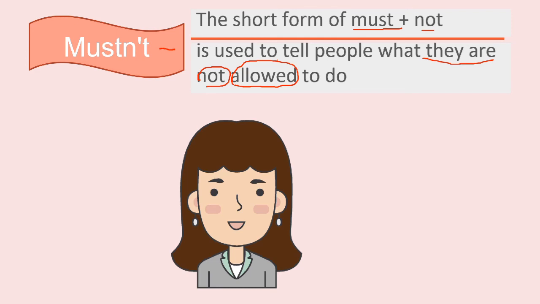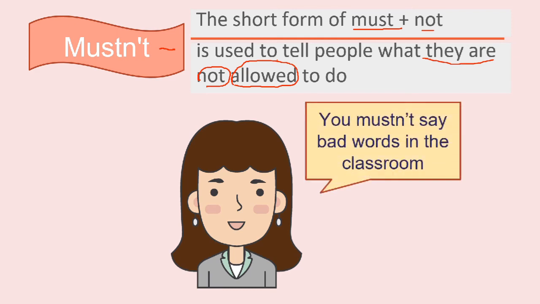So it's mustn't. For example, remember when we are in the classroom, what I said to you? You mustn't say bad words in the classroom. Kamu tidak boleh berkata kasar atau berkata yang tidak baik di kelas. Because you will lose one of your point, right? So this is my example. After mustn't, again, it is followed by the base verb. I don't write, you mustn't say or you mustn't saying, but you mustn't say. As simple as it. Okay?